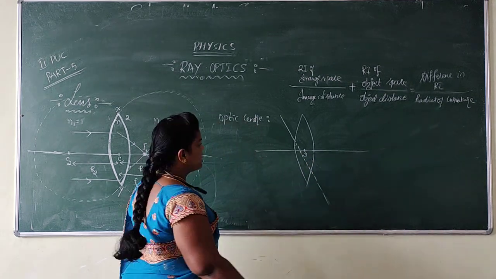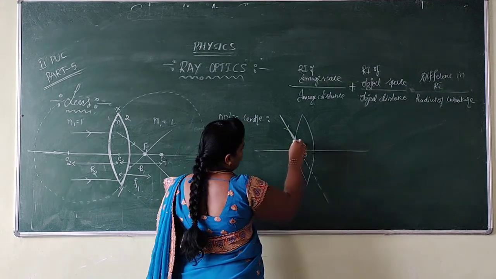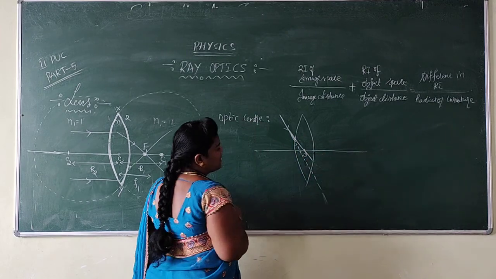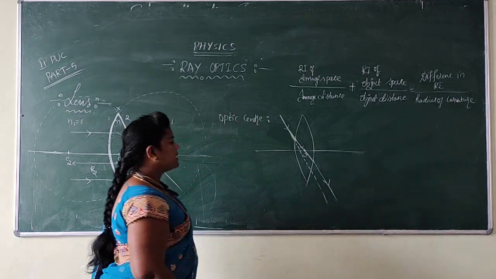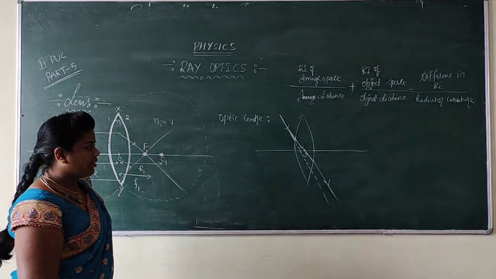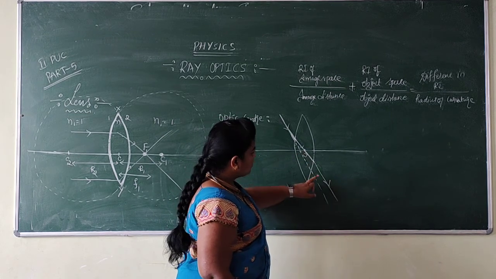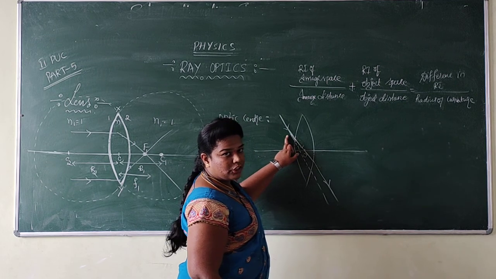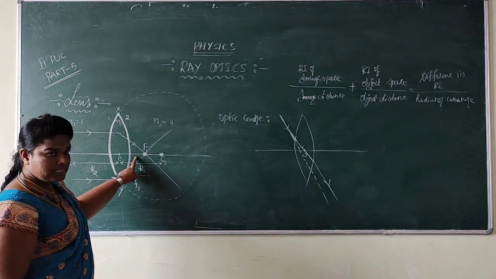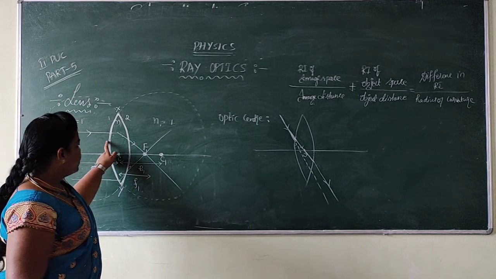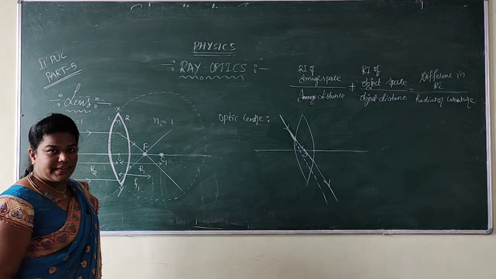If a ray of light is incident in this way on one of the surfaces of a convex lens, from the first surface it suffers refraction and bends towards the optic center, then after refraction from the next surface, it emerges out parallel to the direction of the incident ray. So optic center is a point where, after refraction, the emergent ray is parallel to the direction of the incident ray. You can define it as the point that lies inside the lens on the principal axis. When a ray of light refracts through the optic center, it emerges out parallel to the direction of the incident ray.